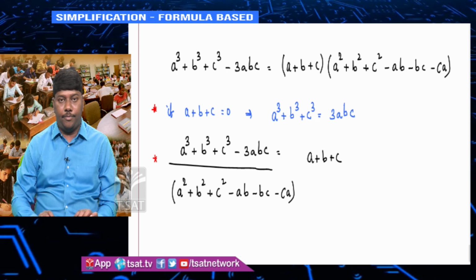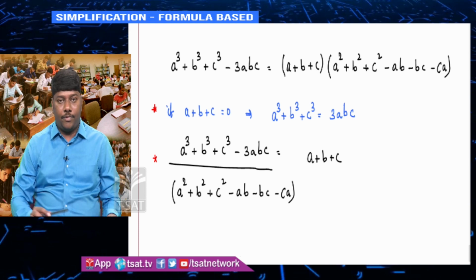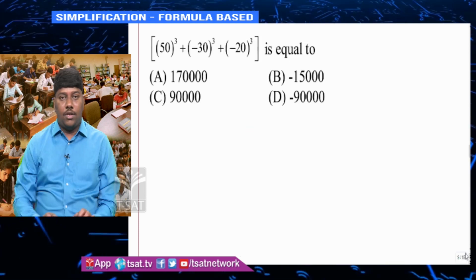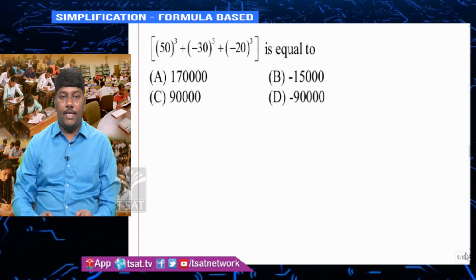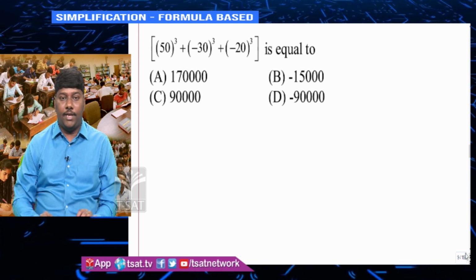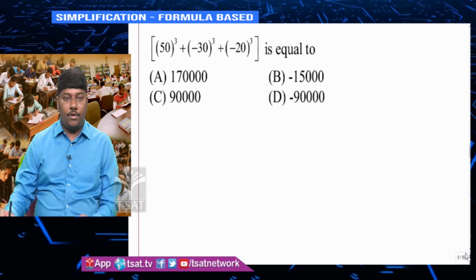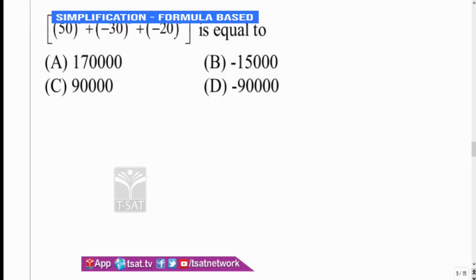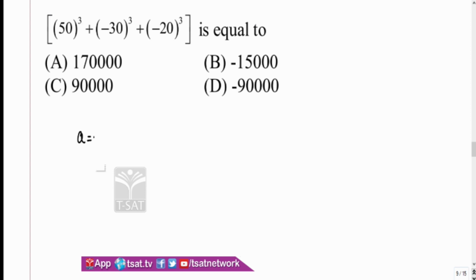These two are very, very important. Now look at the sums based on this formula. Look at this sum: 50 cube plus (minus 30) whole cube plus (minus 20) whole cube. If you do it normally, it will take a little time, but if you identify that it is a cube plus b cube plus c cube, where a is equal to 50, b is equal to minus 30, c is equal to minus 20, then a plus b plus c is equal to 0.